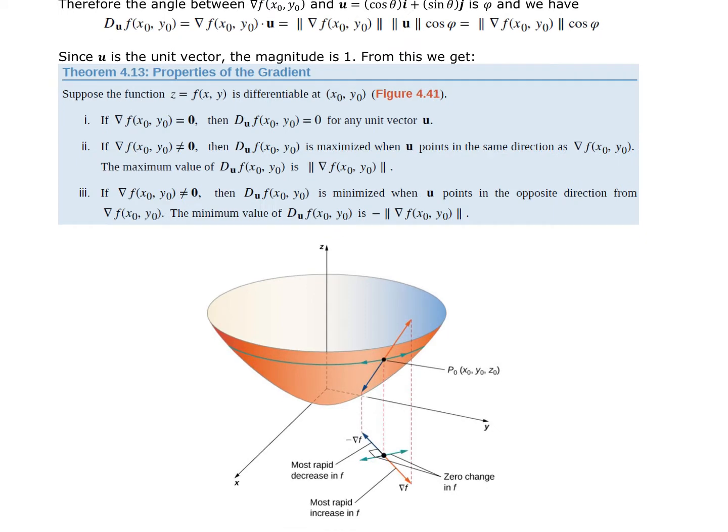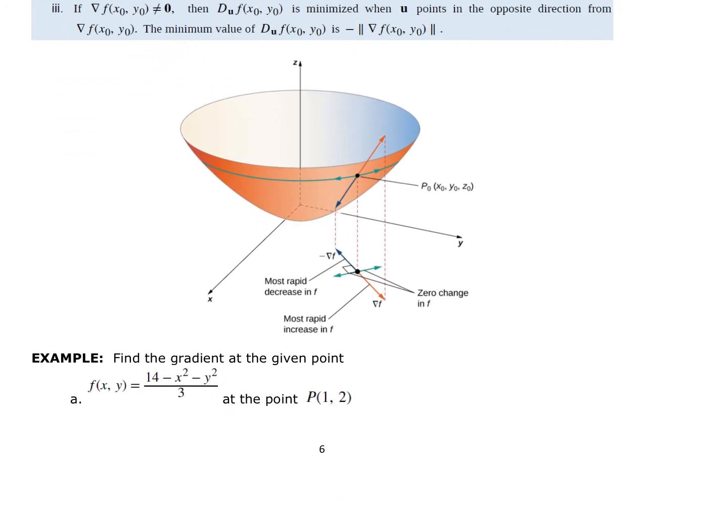So here's a picture where you can see that. This is my gradient, right? The most rapid increase would be in the direction of my gradient. And then, of course, in this direction, which is the negative of my gradient, will be the most rapid decrease in my function.